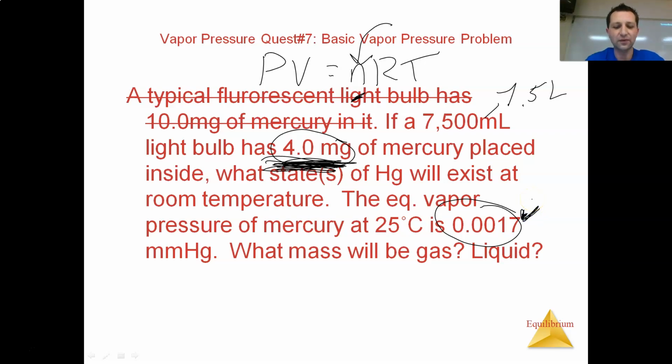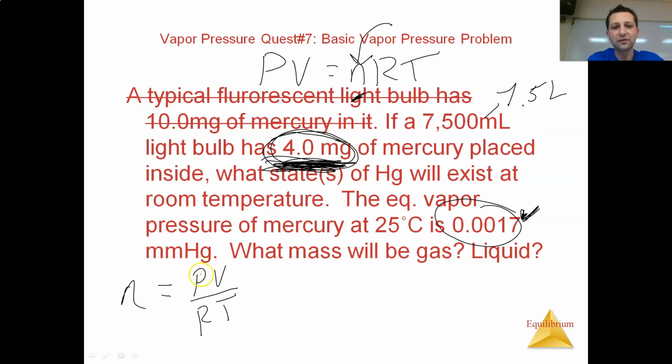It doesn't really matter which way we do it. The way I have it worked out, we'll do the latter. We'll take our partial pressure, convert that to moles and milligrams, and see how it compares to this. So let's do that. We have PV equals nRT. We want to solve for moles, so we have n equals PV over RT.